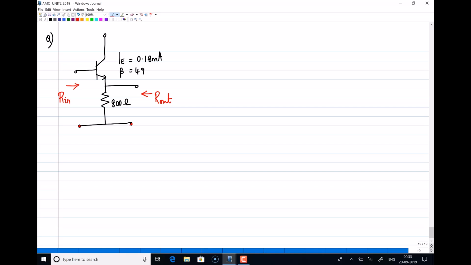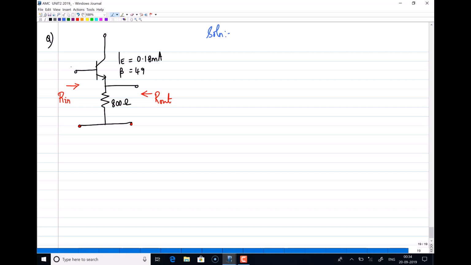So we have to use the small signal equivalent circuit. For that we need to find the small signal parameters also. Okay, so I'll explain how to solve these kinds of problems. First of all, see which equivalent circuit we can use for this.